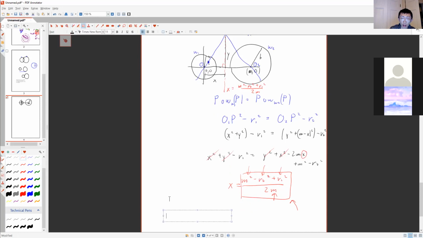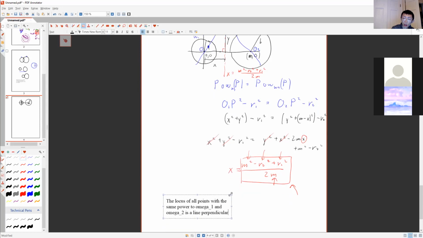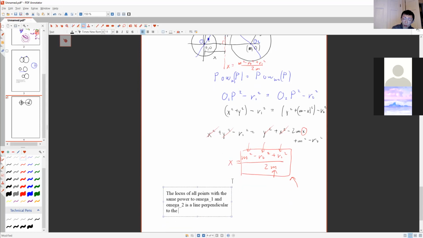So let's just type that out. With the same power is a straight line perpendicular to the segment joining the centers.